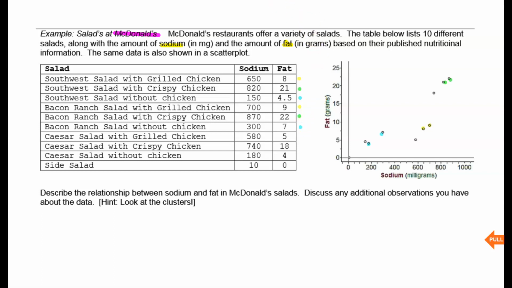Last but not least, let's look at the Caesar salad with grilled chicken. That's 580 sodium, 5 fat. Looks like it's this one right here. And then we've got the Caesar salad with crispy chicken, the 740 and 18 grams of fat. And then the Caesar salad without chicken, 180 by 4. Then you get this little side salad down here.